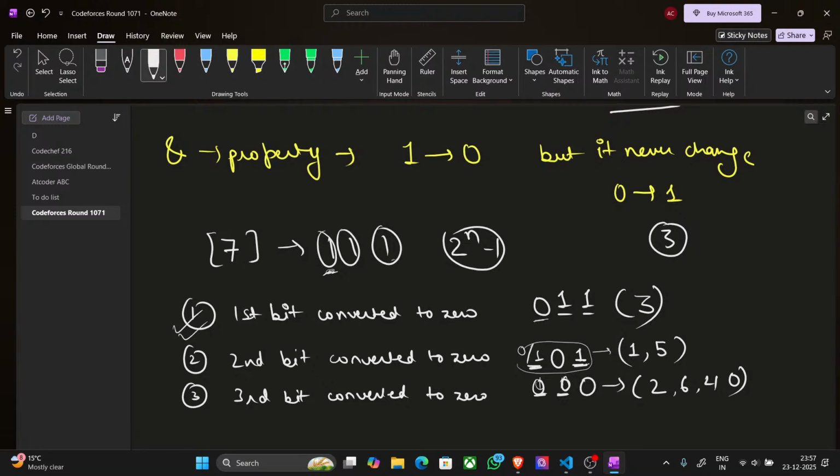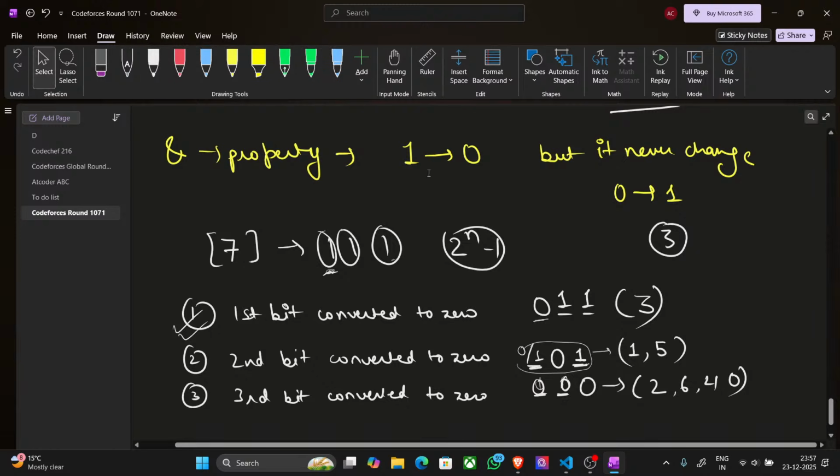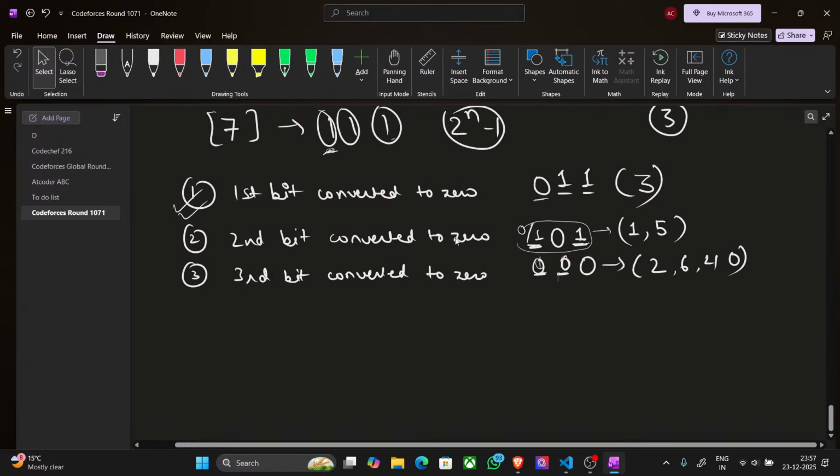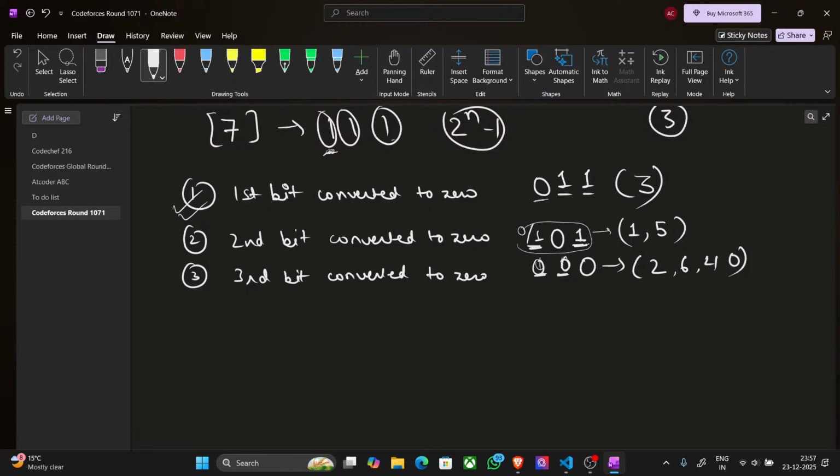Did you understand till now? You can type yes if you understood this problem, what we are doing or what I'm trying to do. If yes, then okay. Now let's see what my permutation will look like.